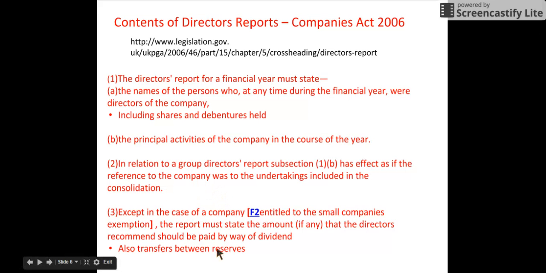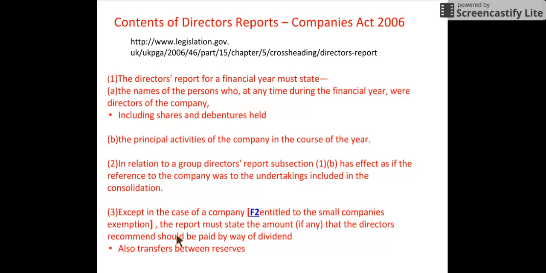And finally, it should also include information on any dividends which the directors are recommending should be paid. Up until 2006, what limited companies used to do was actually put the dividends in as if they were going to be paid, so they'd actually be part of the income statement.